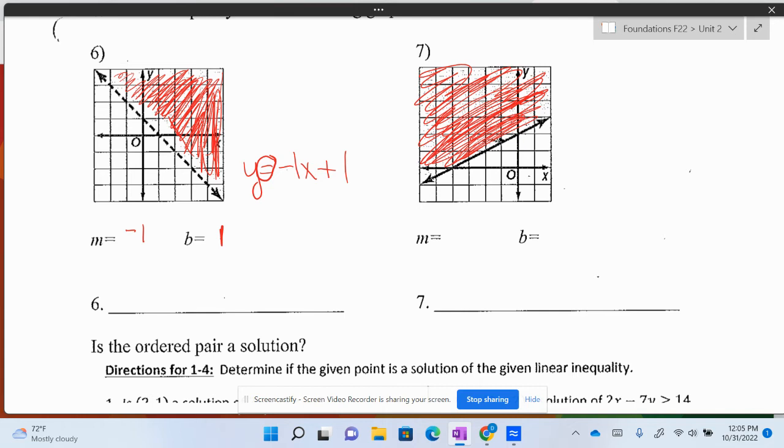I know that I'm going to change the equal sign to either a less than or a greater than. Why do I know that? Because it's a dashed line. If it were solid, it would have a bar underneath it. So what symbol makes me shade to the right and above the line? The greater than symbol. Y is greater than -1x plus 1.